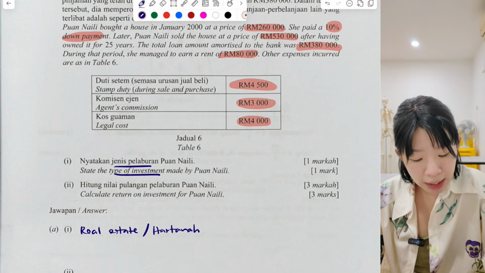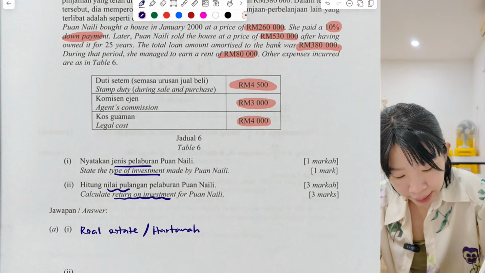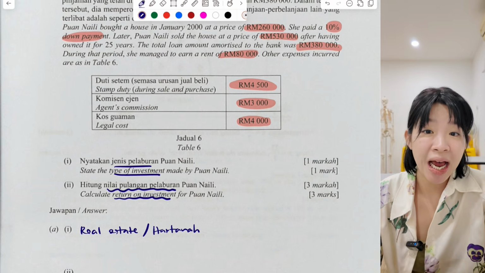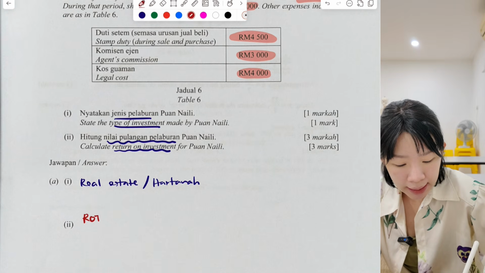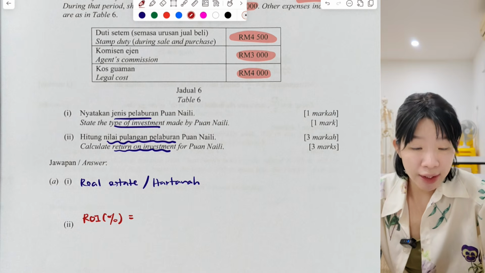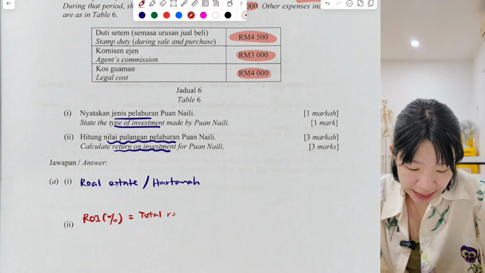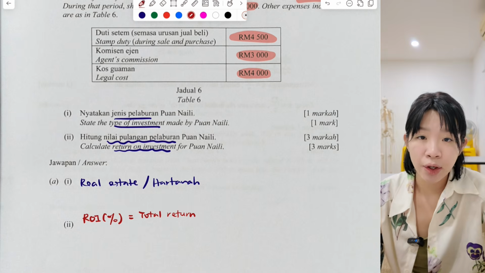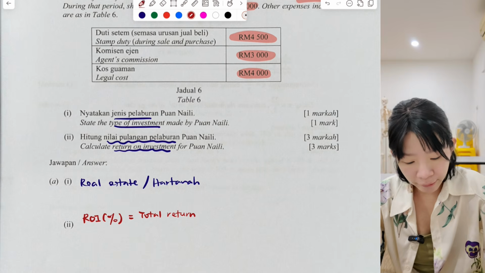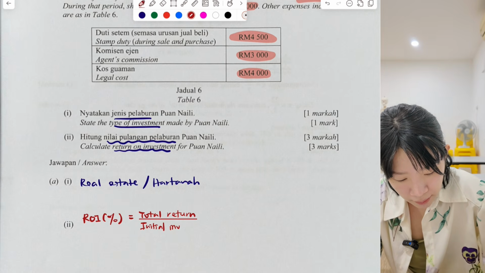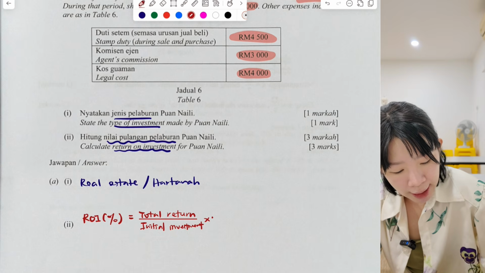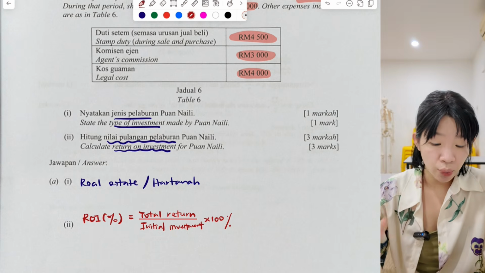Okay, so now part 2. Calculate the return on investment. Nilai pulangan pelaburan, which is ROI. What is the formula of ROI? ROI is in percent. We always take the total return, jumlah pulangan. Return means the profit only. The profit you get divided by the initial investment, times 100.